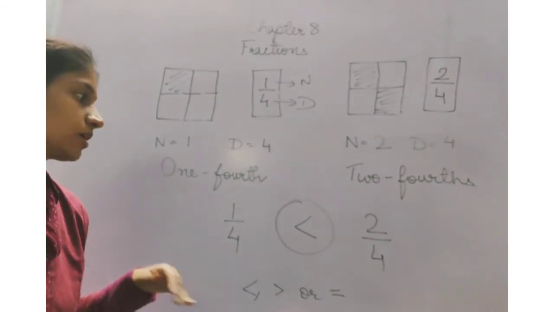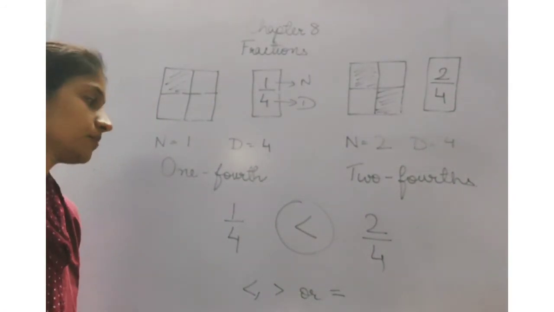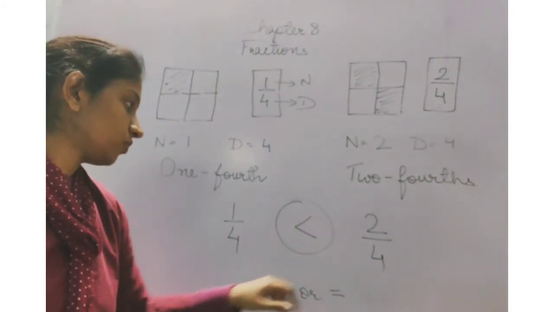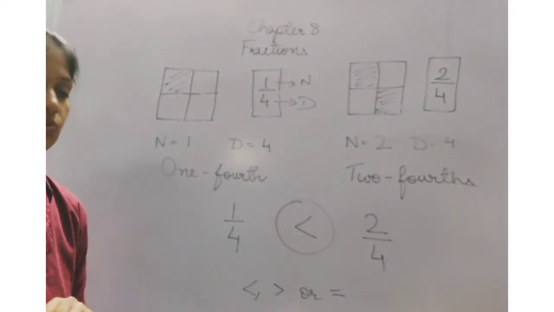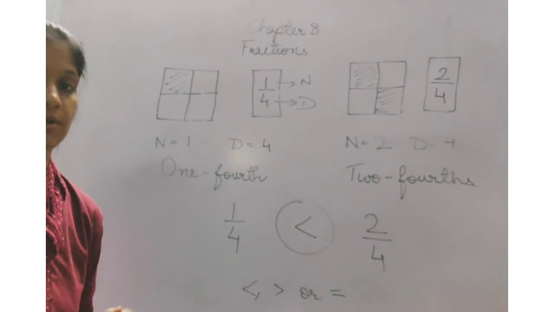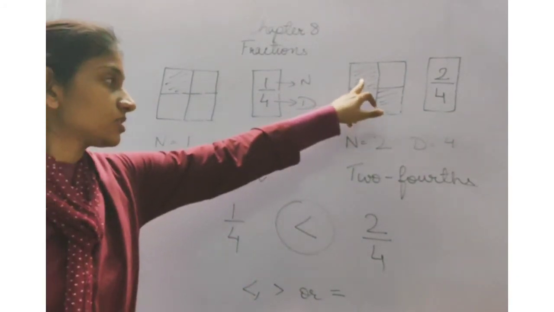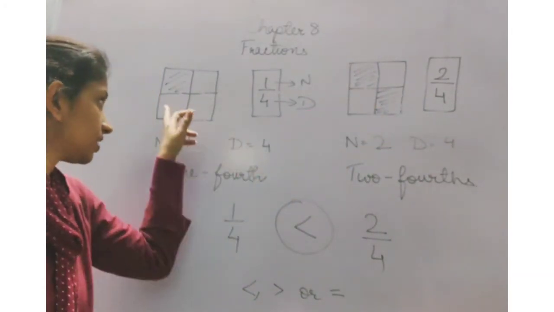You can also compare it with the marks. Now suppose you got 2 marks out of 4 and your friend got 1 mark out of 4. So obviously you got greater marks. Correct? Your sister ate a bigger part of the sandwich than you.